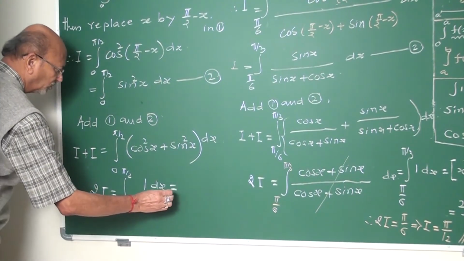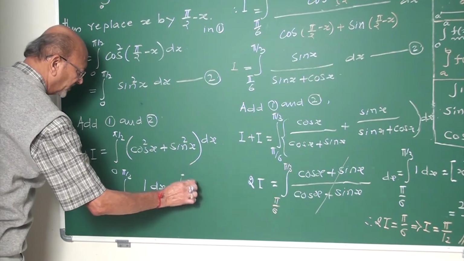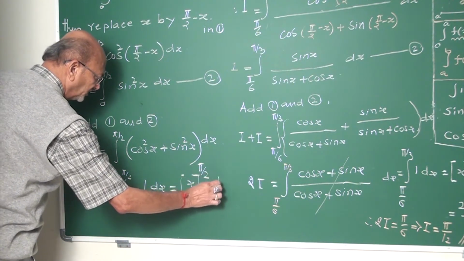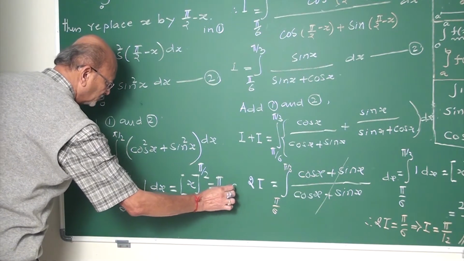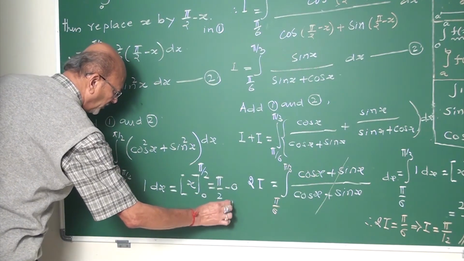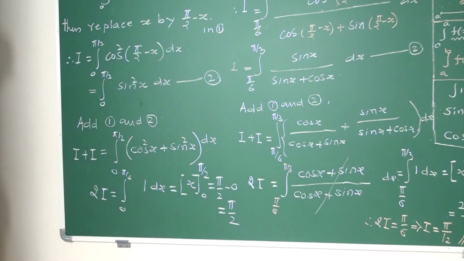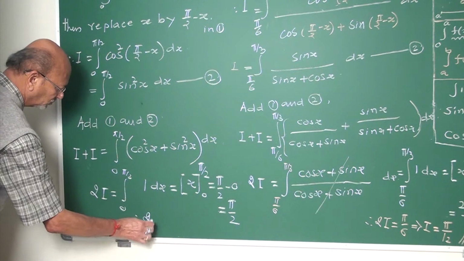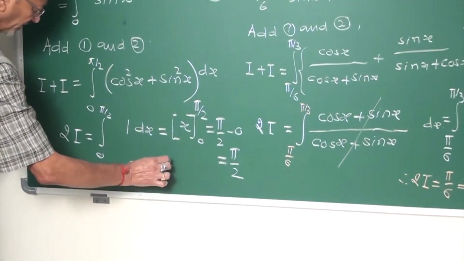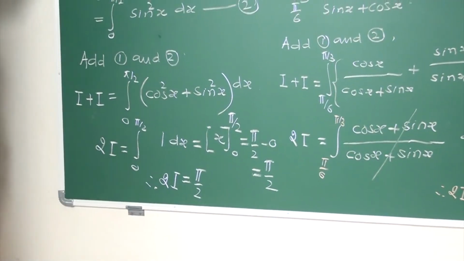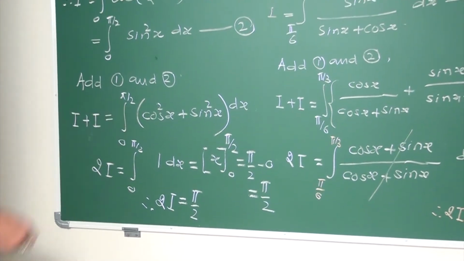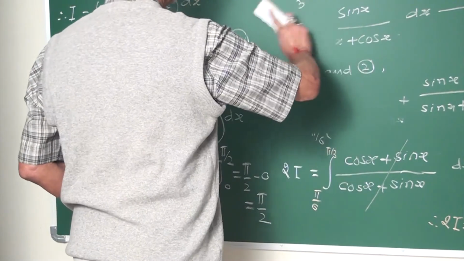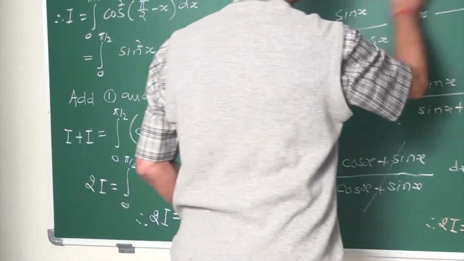Now you know the integral of 1 is x from 0 to pi by 2. So it is pi by 2 minus 0, which is pi by 2, my friends. Therefore, 2I is pi by 2. So the value of I is pi by 4. I write here the value of I is pi by 4.